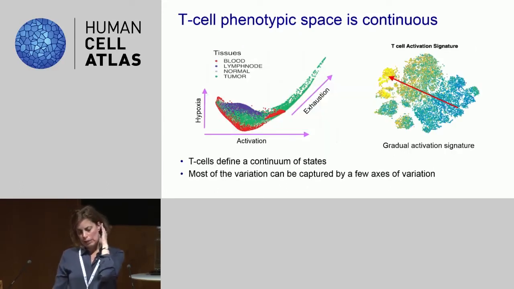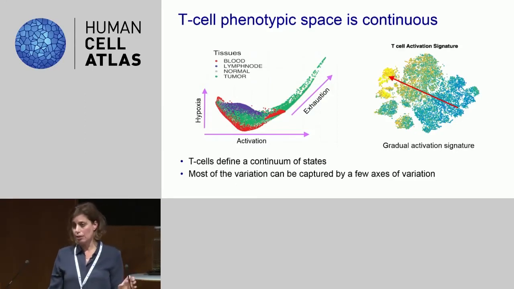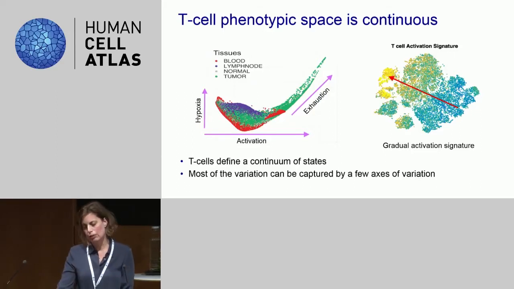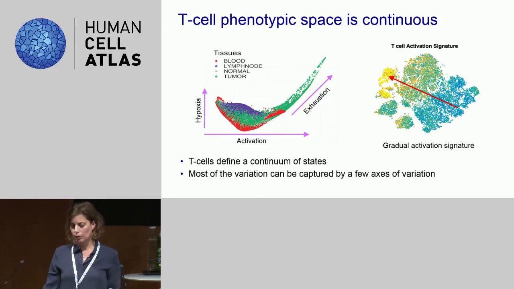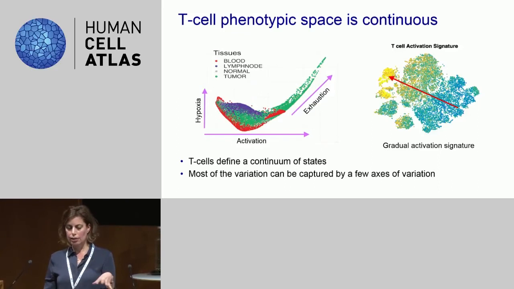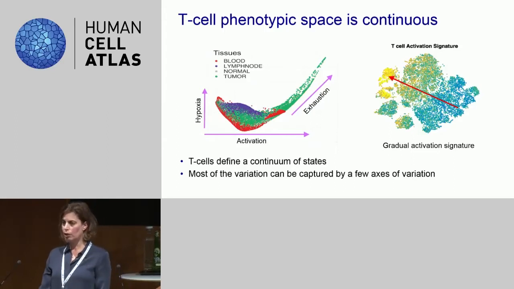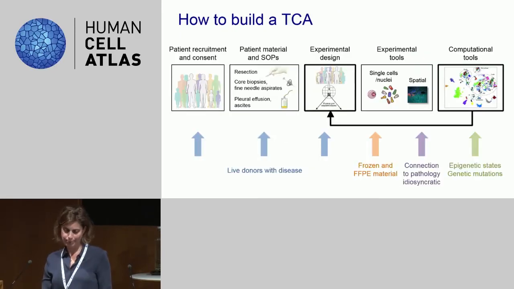When they looked more closely at the T cells, they could define a continuum of states, and most of the variation was captured by a few axes of variation, including hypoxia activation and exhaustion. What this tells us is that in order to really understand what goes on in tumors, we have to look very carefully at the TILs and at their state in a very defined way. In most cases this might be a continuum, so it's worthwhile not only looking at clustering methods, but also at diffusion maps.